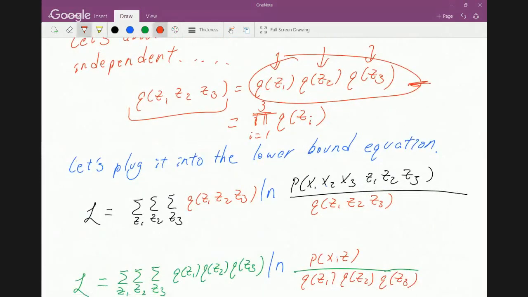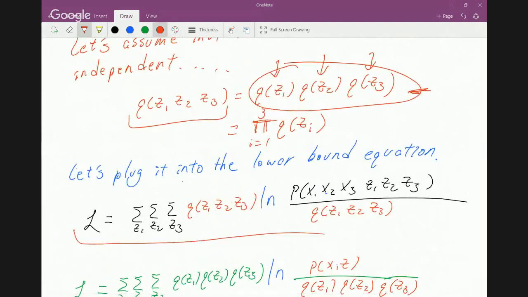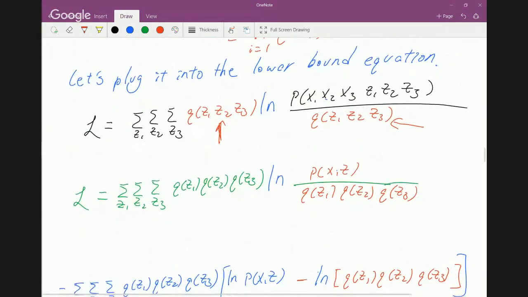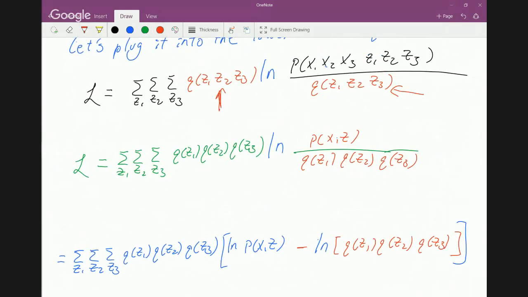bound equation. So remember, here was the lower bound equation that we were working with. I'm going to assume that I can separate Q(Z1, Z2, Z3), so I rewrite this whole equation here. Notice how Q(Z1), Q(Z2), Q(Z3) are separated. Okay, so they're separated, and now we start the mathematical manipulation.